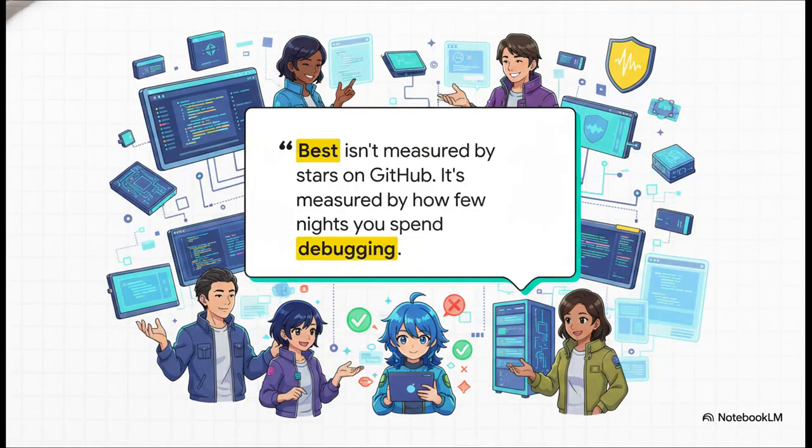This quote really hits the nail on the head for the 2026 mindset. Success isn't a popularity contest. It's not about GitHub stars. It is strictly measured by how few nights you spend awake debugging pointless mistakes. It's about reliability, excellent developer tooling, and actually solving problems without giving yourself a migraine.